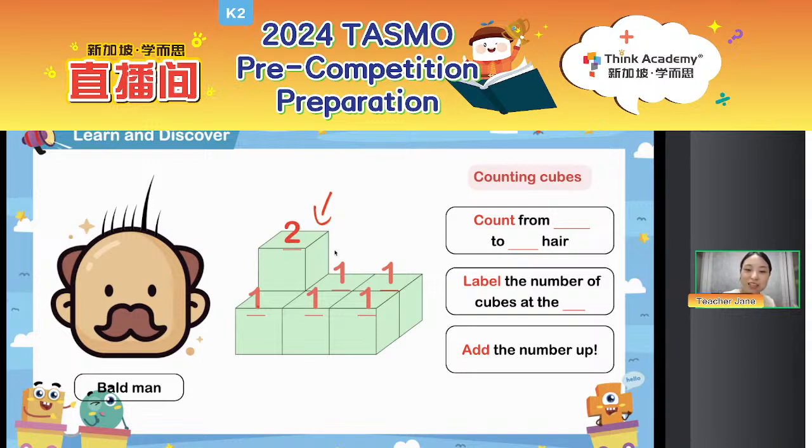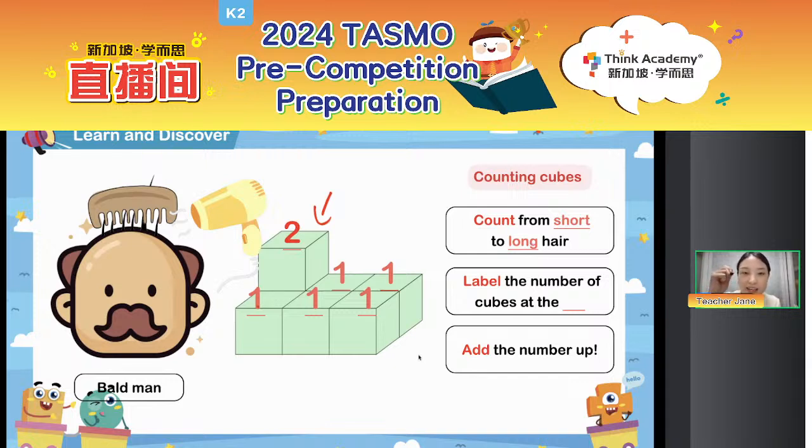This is 2 centimeters. So we can see after we help him count, we can help him brush his hair. And then, okay, so finish, and he can leave the barber happily. So everyone, we can see when we want to count the cubes, we can just count from the shorter hair to the long hair. From the short to the long, okay?